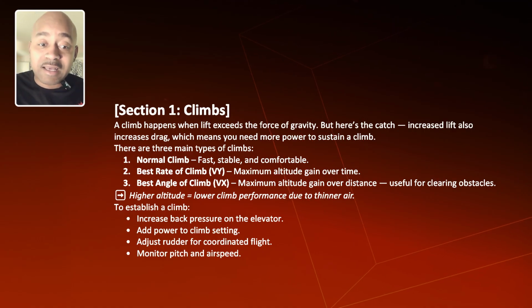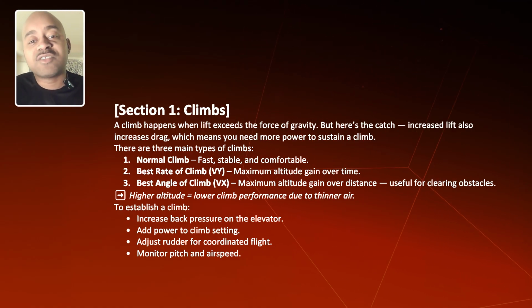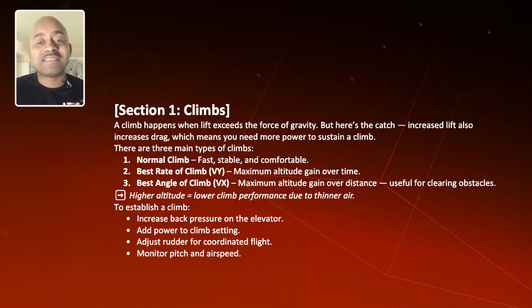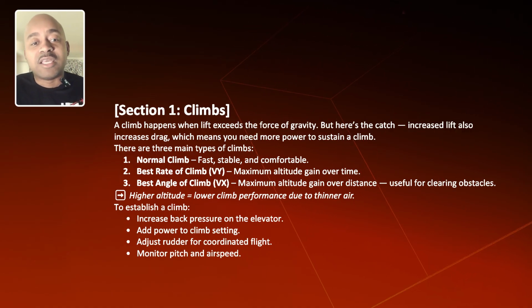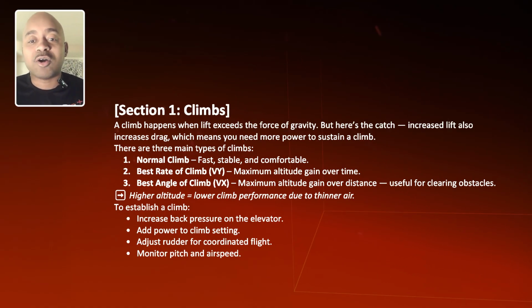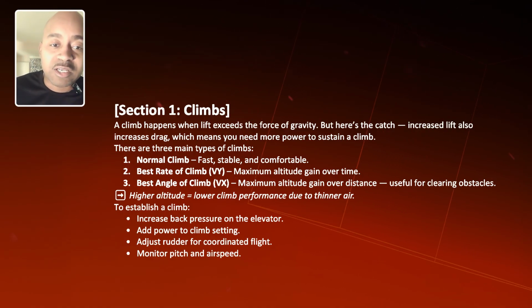Next, we got climbs. So climbs happen when lift exceeds the force of gravity, but here's the catch. Increased lift also increases drag, which means you need more power to sustain a climb. And here's three main types of climb. You got a normal climb, which is fast, stable, and comfortable. Your best rate of climb, which is VY, which is your maximum altitude gained over time. Then you got your VX, which is maximum altitude gain over distance, so useful for clearing obstacles.